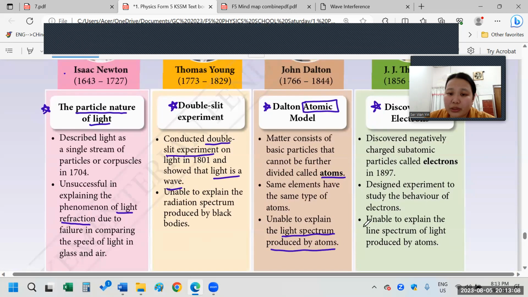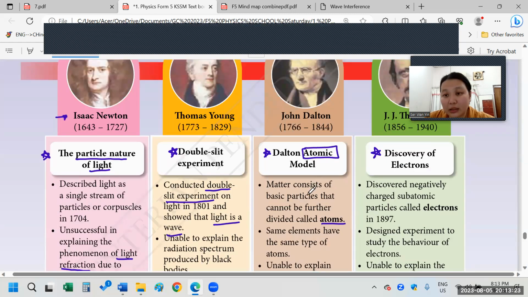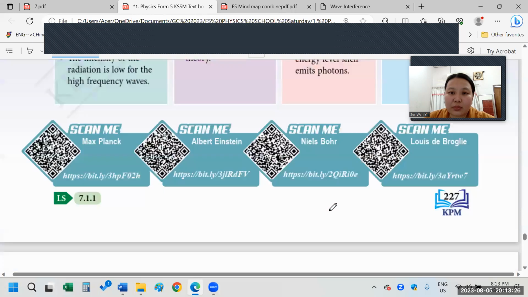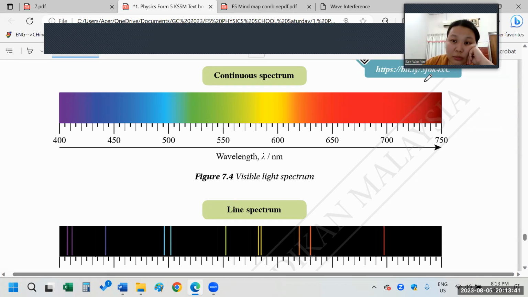Apa itu light spectrum produced by atom? Okay, at that time, they already found out the light spectrum. Apa itu light spectrum? Is this. Okay, so we thought the white light contains 7 colors. Remember, I told you how to remember. Roy give birth, okay? Roy, orange, yellow, give birth, B-I-V. Roy give birth.